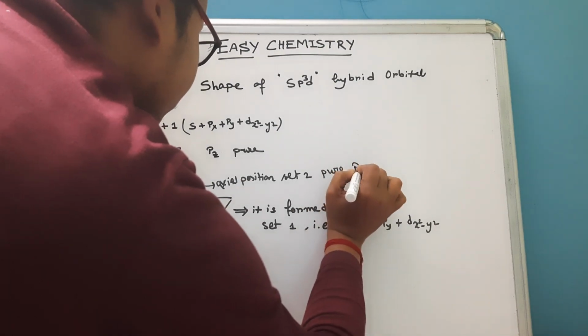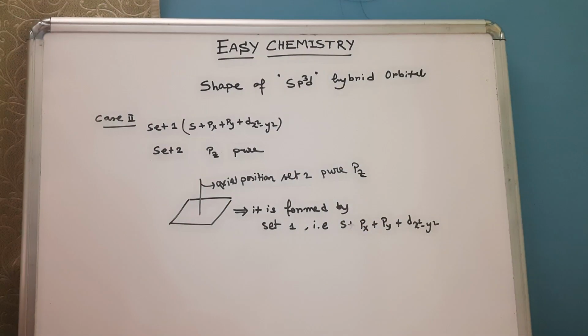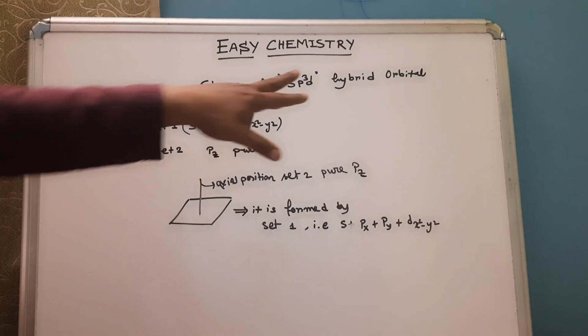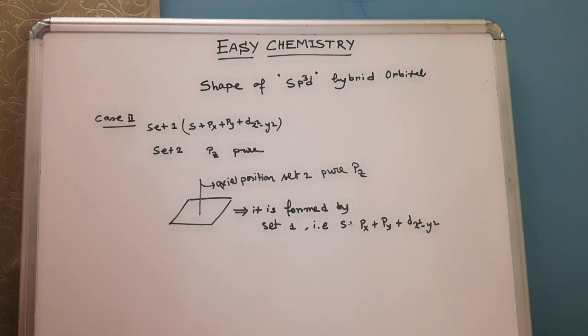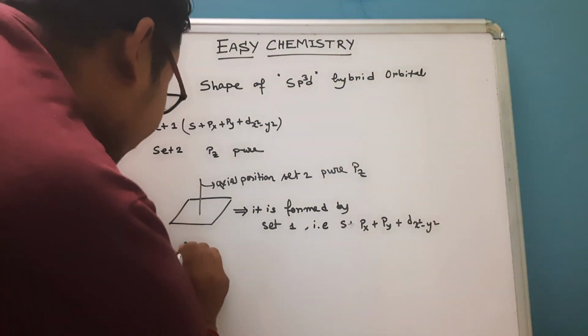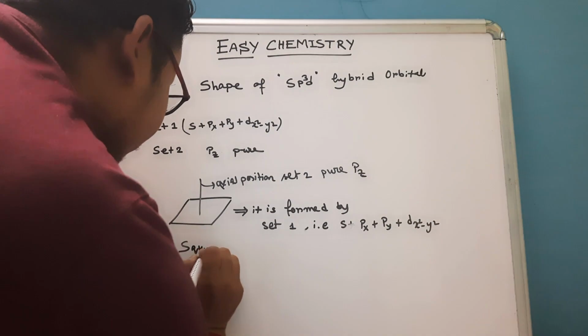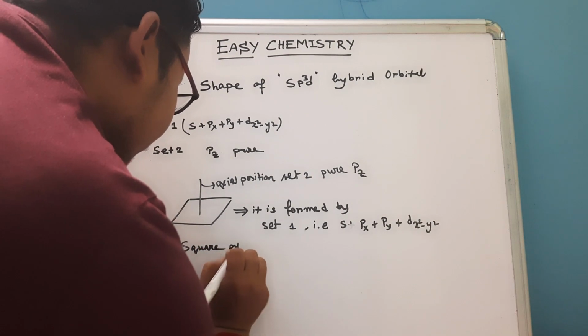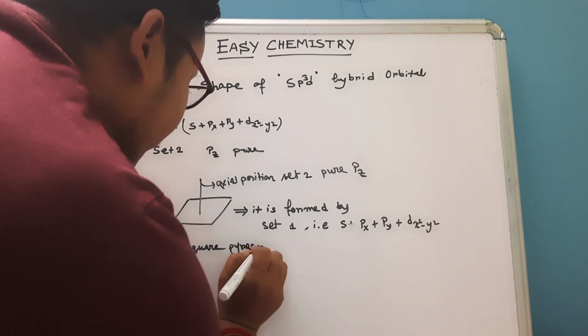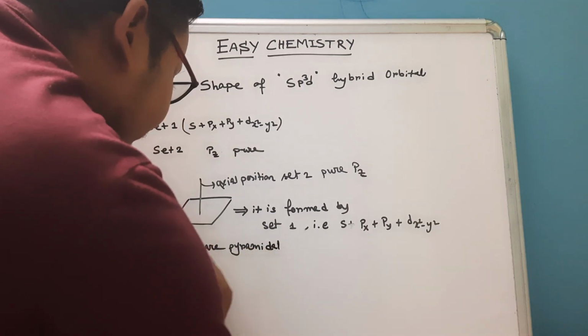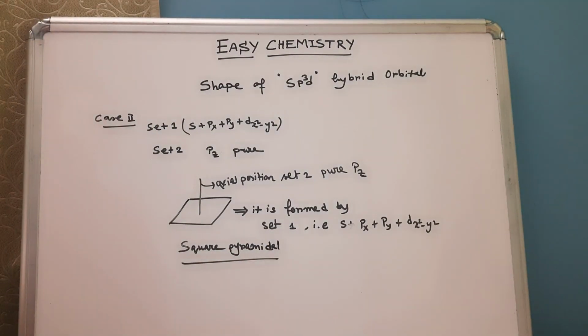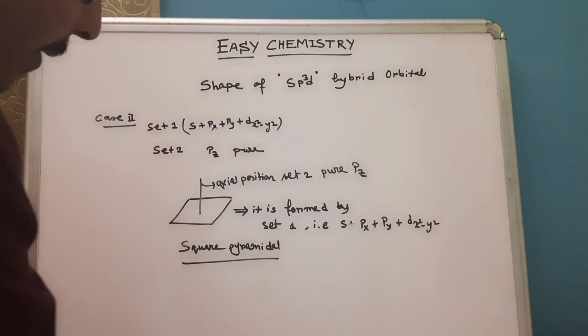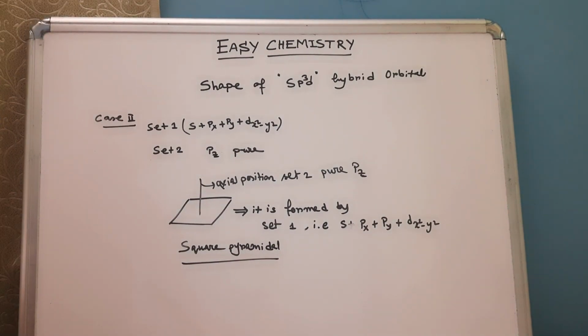The pure pz orbital. So my dear students, you can see how the sp3d hybrid orbital forms two kinds of sets. One is the trigonal bipyramidal set, and this is the square pyramidal set.